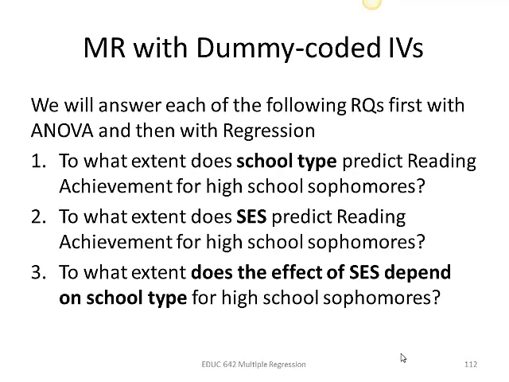So over the rest of the evening, we're going to answer these 3 research questions. And we're going to be doing this again with the High School and Beyond data set. So to what extent does school type predict reading achievement for high school sophomores? Okay, so I've put in bold here what our IV is. Our DV is always going to be reading achievement. Our population is always high school sophomores. The second question asks about SES. And the third asks about whether the effect of SES depends on school type.